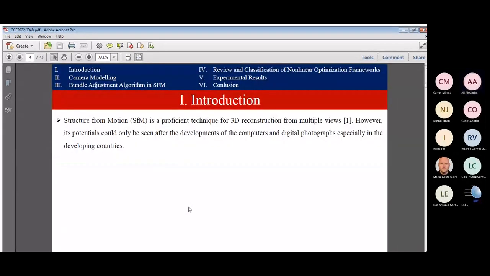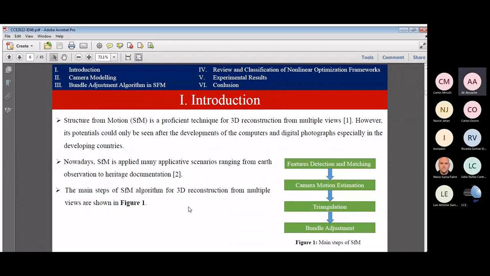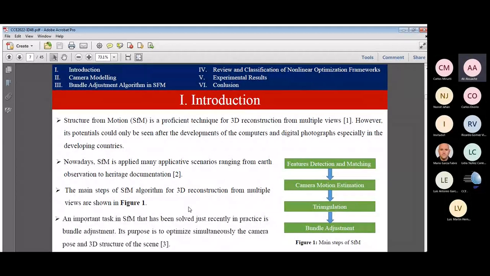So, one, introduction. Structure from motion is a proficient technique for 3D reconstruction from multiple views. However, its potentials could only be seen after the developments of computers and digital photographs, especially in the developing countries. Nowadays, SFM is applied in many applicative scenarios, ranging from Earth observation to heritage documentation. The main steps of structure from motion algorithm for 3D reconstruction from multiple views are shown in figure 1, that covers features detection and matching, camera motion estimation, triangulation, and bundle adjustment. An important task in structure from motion that has been solved just recently in practice is bundle adjustment. Its purpose is to optimize simultaneously the camera pose and 3D structure of the scene.